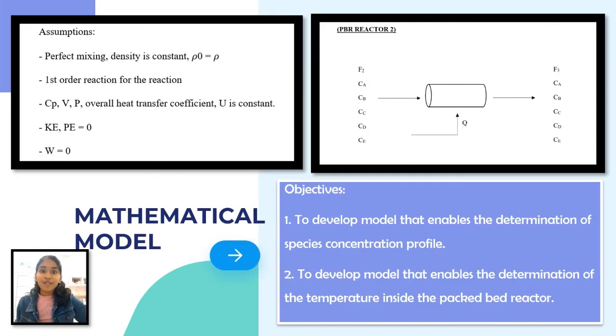So obviously this would be the second reactor because we only have 2. And so the assumptions for this would be the same. Perfectly mixed first order reaction, Cp, Vp, overall heat transfer coefficient equal to constant, and the kinetic energy, potential energy, and work equal to 0. The objectives would be to develop a model that enables the determination of the species concentration profile, and to develop a model that enables the determination of the temperature inside the packed bed reactor.